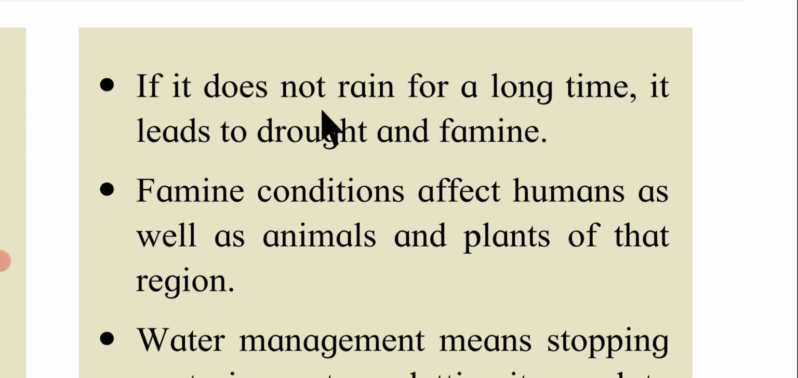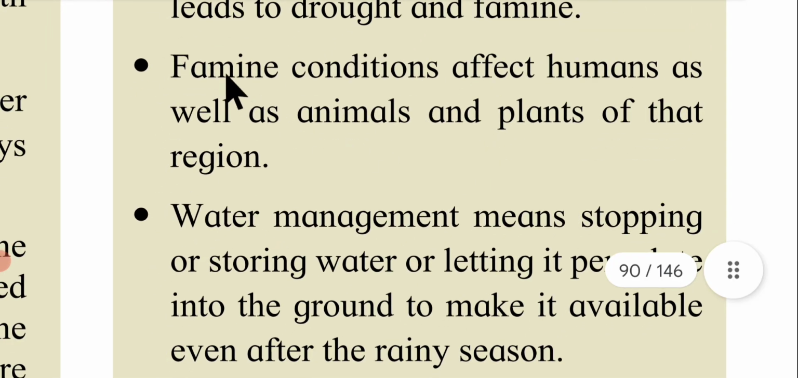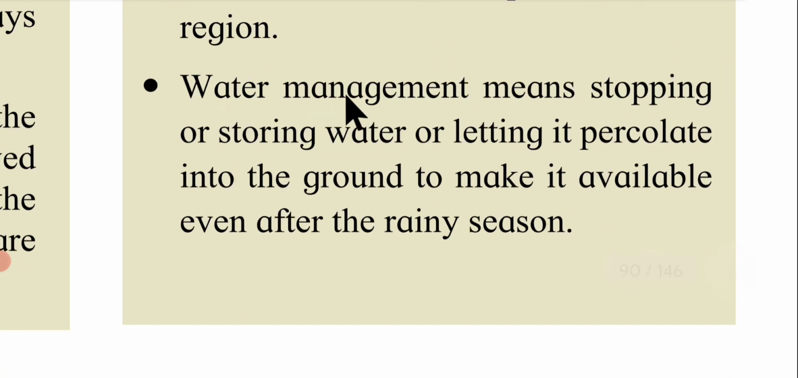If it does not rain for a long time, it leads to drought and famine. Famine conditions affect humans as well as animals and plants of that region. Water management means stopping or storing water or letting it percolate into the ground to make it available even after the rainy season.